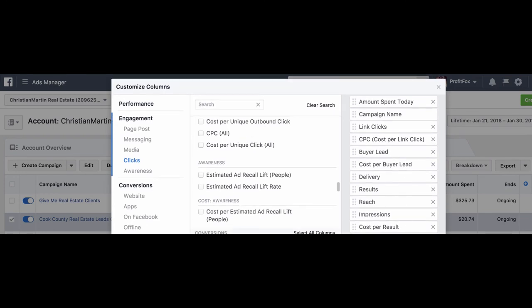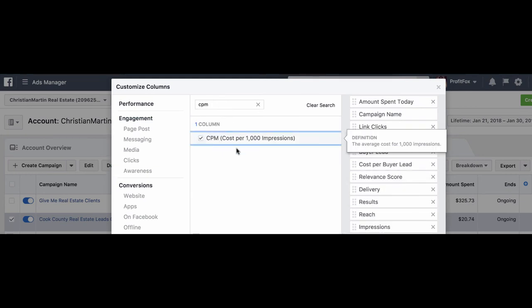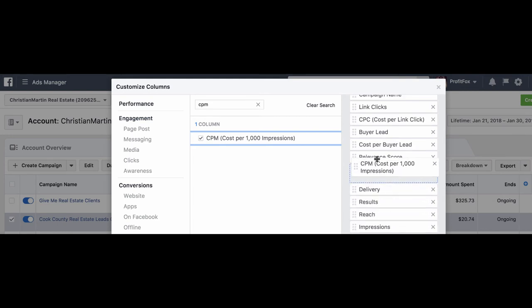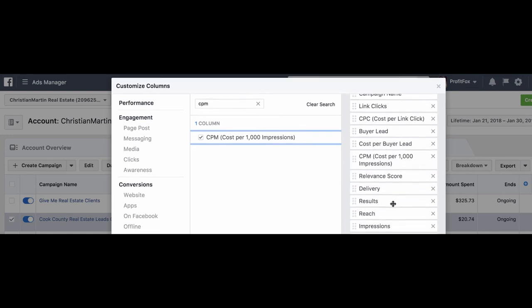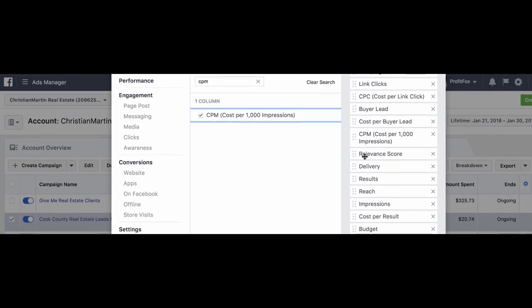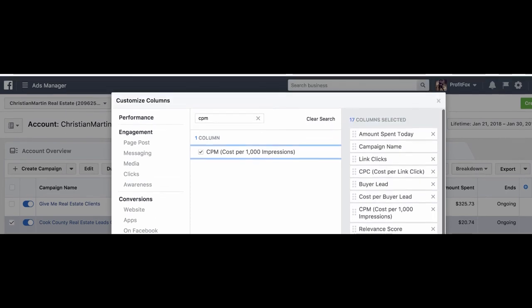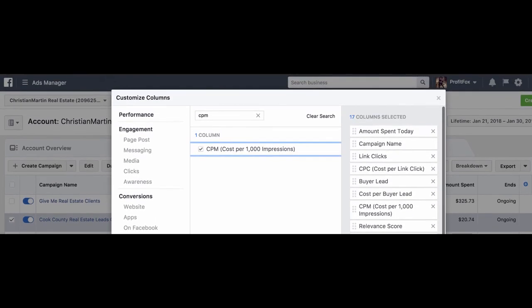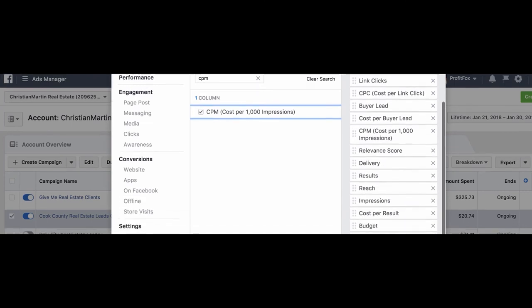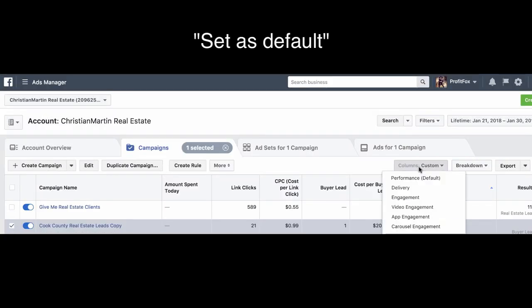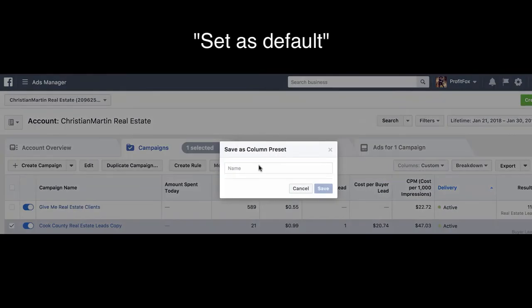And then, of course, we want to know our relevance score and our cost per 1,000 impressions. So let's put that in there. And then down below, we have things like delivery, reach, things like that, budget, amount spent. I want to keep all that stuff in there just so I can see what's going on with the campaign. But you got to make sure you have these basics so that we can record that in the spreadsheet every day. So I'm going to go down to apply. And then I can go ahead and set this as default in this campaign. So just save it so you don't have to set this up every time you log into your account.